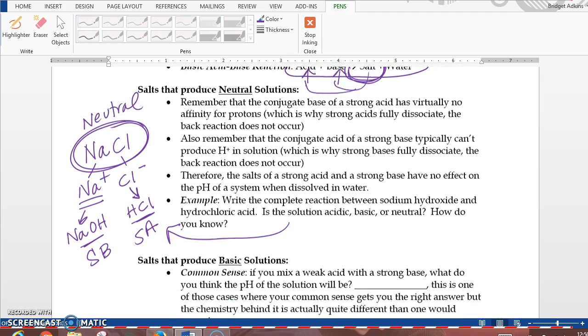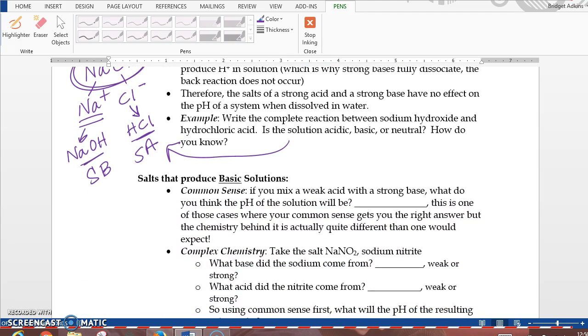In order to know if a salt solution is going to be acidic, basic, or neutral, you can look at common sense, but it's an example where common sense gets you to the right answer without the right chemistry. So this question says, if you mix a weak acid, so you think weak little acid, with a strong base, what do you think the pH of the solution will be? Basic is usually what students come to, because they think, oh, this strong base is going to dominate that weak acid, when really there's a lot more going on.